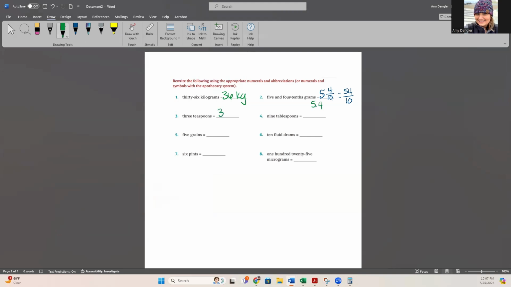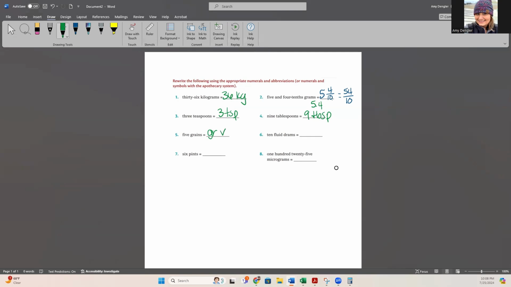3 teaspoons. So of course this is household, so we do our number first and then our symbol after. 9 tablespoons, same thing. 5 grains. So this is apothecary. So remember with apothecary, we use the symbol first. So GR, and then we use Roman numerals. So 5 in Roman numerals is V. So the answer is GRV.